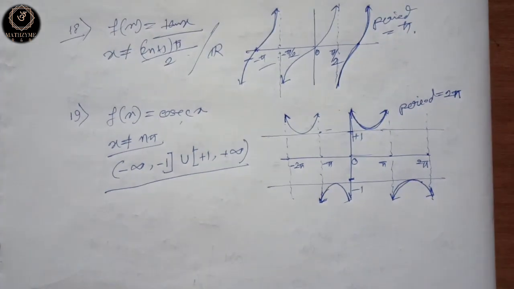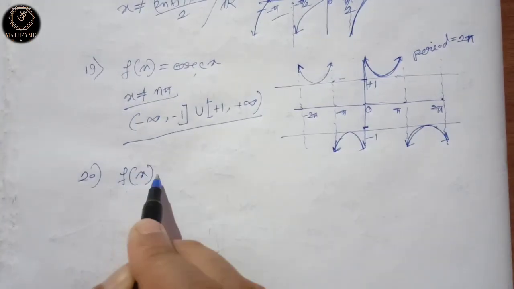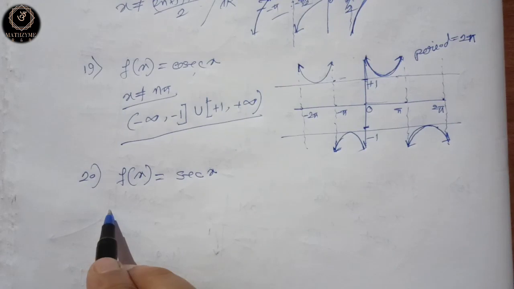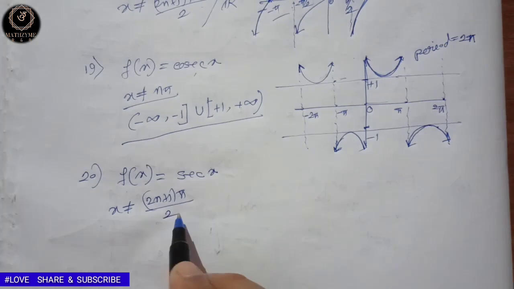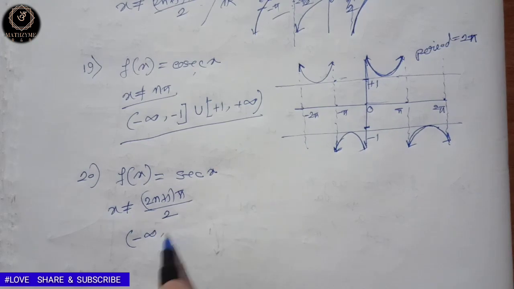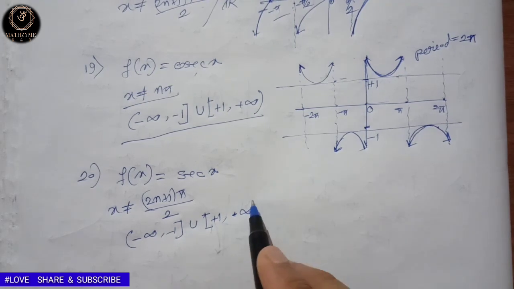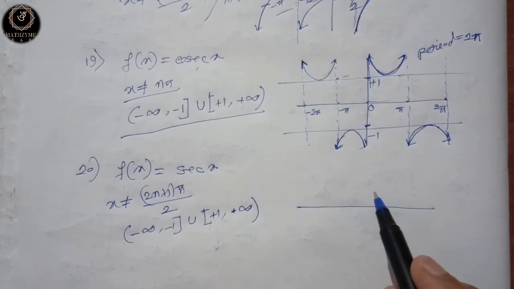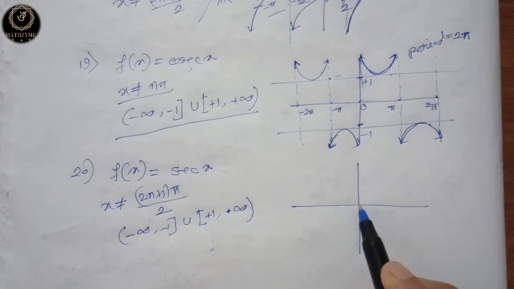Now secant x, the function f(x) equals sec x. Here the domain is x not equal to (2n plus 1) times pi by 2. Except these values, we may take any value of x, and the range is negative infinity to minus 1 closed interval, as well as the union of plus 1 to plus infinity. The graph is quite similar to cosec x, but with some difference.